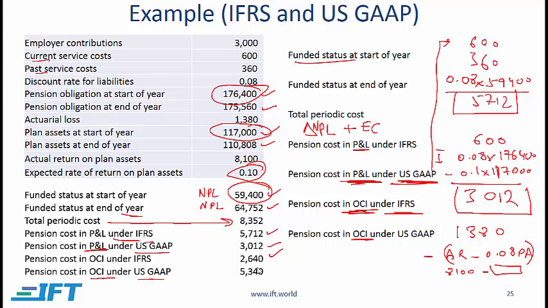Pension cost in OCI under US GAAP. This is going to include the past service cost of 360. There is going to be the actuarial loss of 1380, and then we subtract the actual return, which is 8100, minus 10% of this number, 10% because the expected rate of return on plan assets is 10%. So minus 0.1 into 117,000. So this gives us 5340.